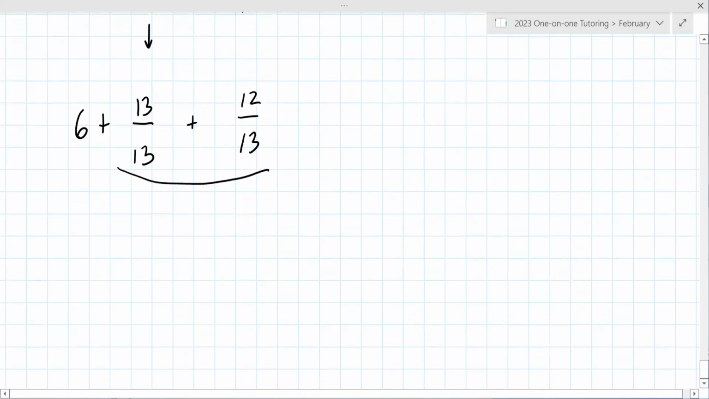Okay. 15. Is this your final answer? 15 over 13. Okay, so how did you come up with 15? What did you add? 13 plus 12. Okay. Did you write them out vertically like this? No. Why don't you do that and add them up for me? Let me know what you come up with.